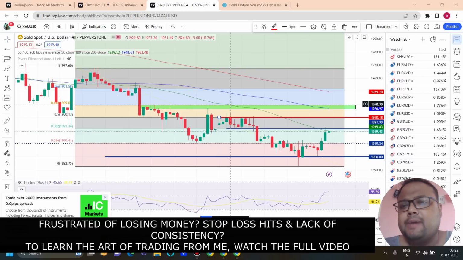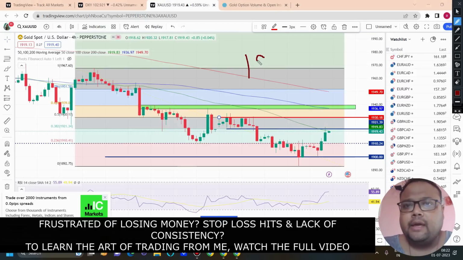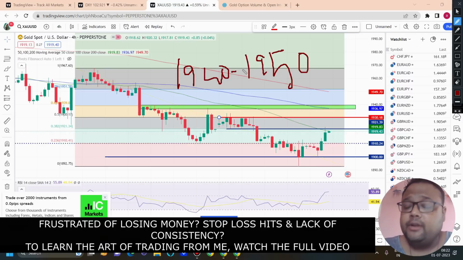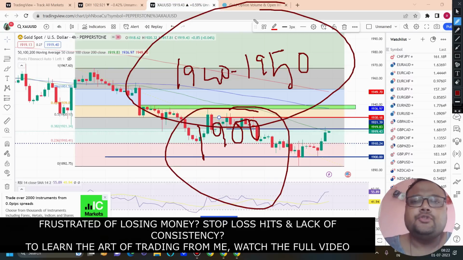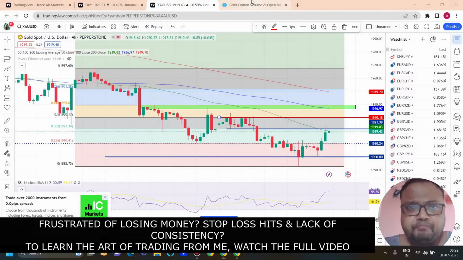So overall, in this market condition, I'm thinking that the market will remain sideways for the next couple of days, at least for 1 or 2 days. We will get to see the market in a range of 1940 to 1950 on the upside, and then we will have 1900 on the downside. This should be the range of the market for the next 2 or 3 days.